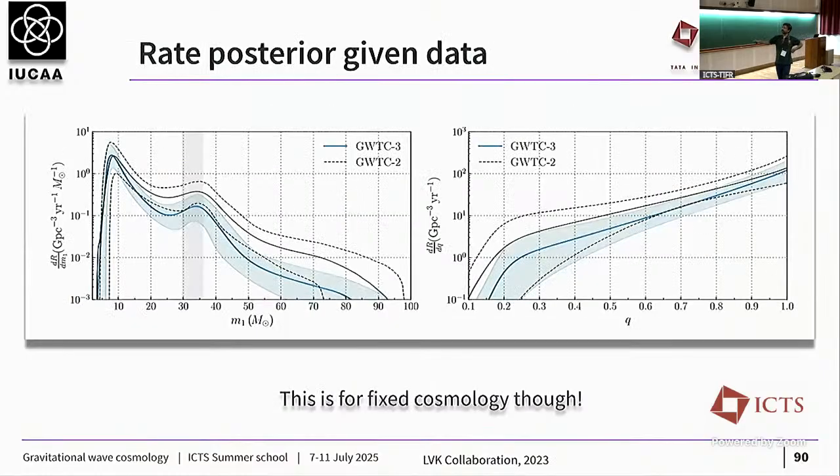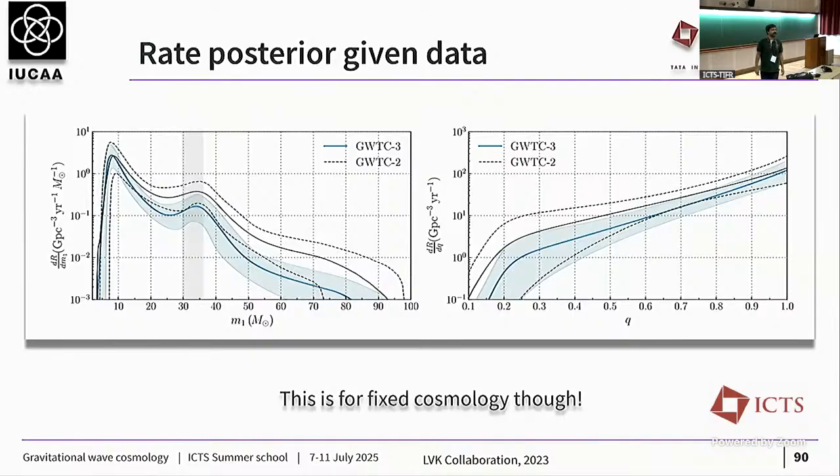So this is the rate posterior, for example, from one of the rates and populations papers from the LIGO Virgo KAGRA collaboration. This is from 2023. This is for fixed cosmology. They figured out what the distribution is. And in fact, there is also a rate, so how many you observe per gigaparsec cubed, per year, per solar mass that actually merge. And so this is as a function of M1. That's why there is solar mass inverse here. And you can see what it looks like.